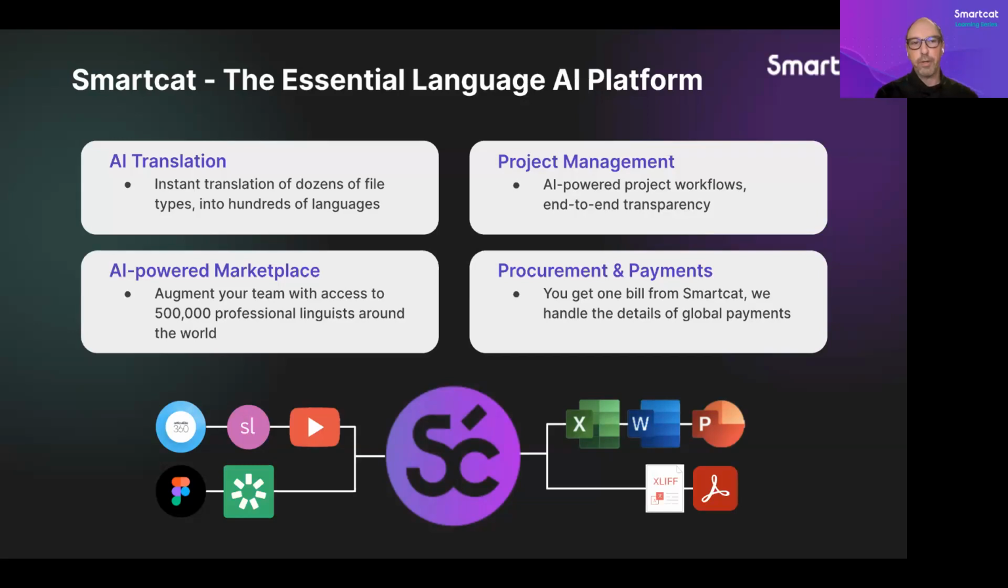So some of the major components of Smartcat, as I mentioned, AI translation, we do that. We can translate dozens of different file types, hundreds of different languages. We have direct integrations with creative platforms like Figma or Google, the whole Google suite of document management, like Google Sheets, Google Slides, but also Google Drive. We can cover all of those, and we do it in hundreds of languages.